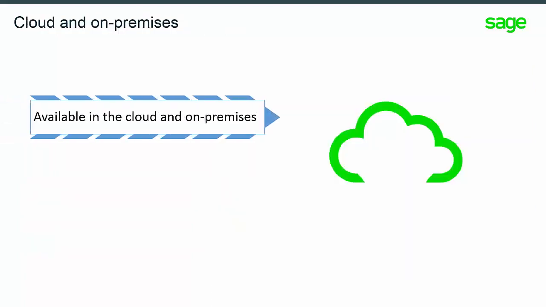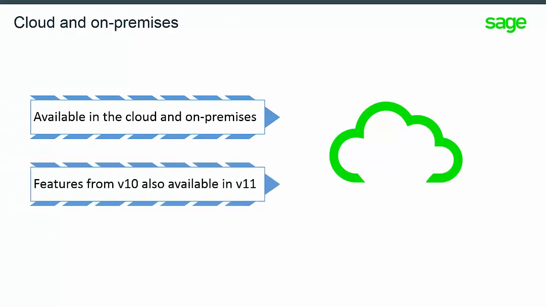Now, it's important to note that Sage X3 version 11 will be available in the cloud and on premises, and that all features previously introduced in version 10, which was cloud only, will also be available in version 11 in the cloud and on premises.